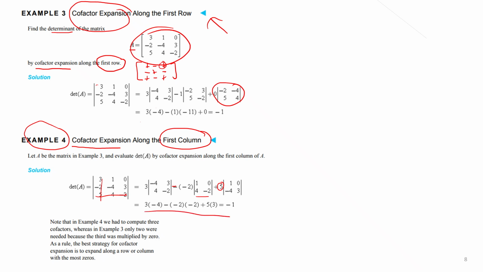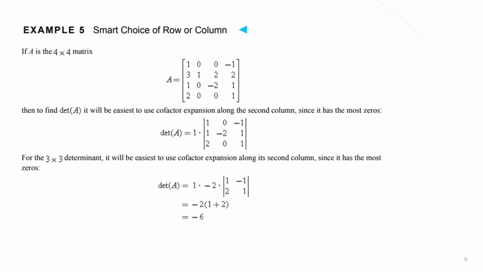You see that from example 3 and 4, example 3 has much less calculation because the last one is multiplied by 0. As a rule, one of the best strategies for cofactor expansion is to expand along the row or column with the most 0s. Now let's do a more complex calculation.